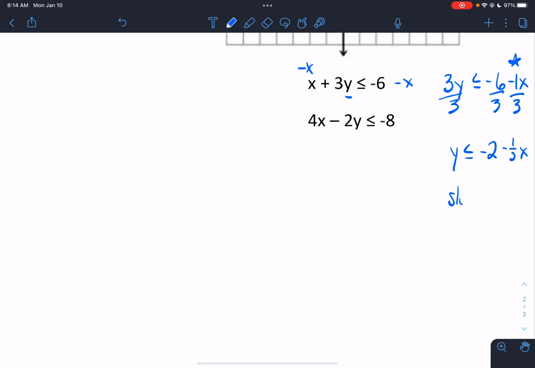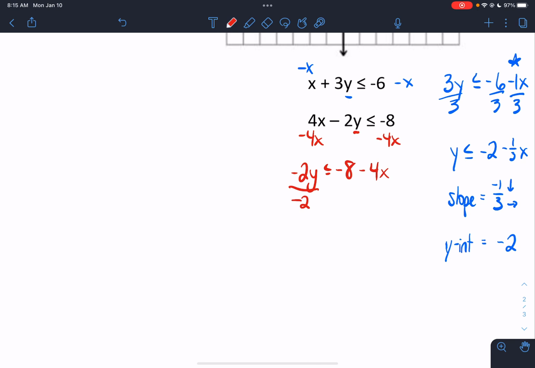So on this one, my slope is negative 1/3, which means I'm down 1 and right 3. And then my y-intercept is negative 2. I can then do the same thing with the other one. I'm getting y by itself off the bottom equation, so I'm going to subtract the 4x to the other side. I get negative 2y is less than or equal to negative 8 minus 4x, and then divide everything by negative 2.